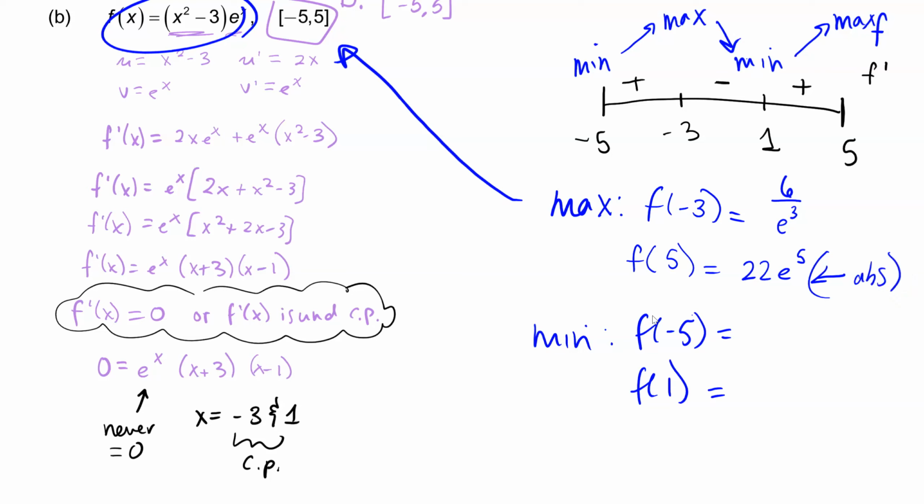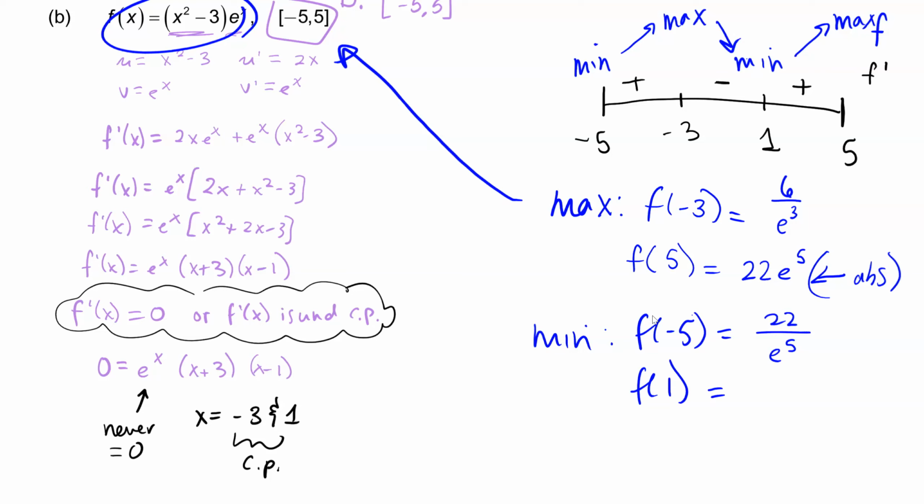Let's plug in negative 5. So negative 5 squared is 25, minus 3 is 22, but it is e to the negative 5, so 22 over e to the fifth. Negative 5 times negative 5? 25. Minus 3? 22. Times e to the negative fifth? Well, it's just 22 over e to the fifth. Okay, let's try the next one.